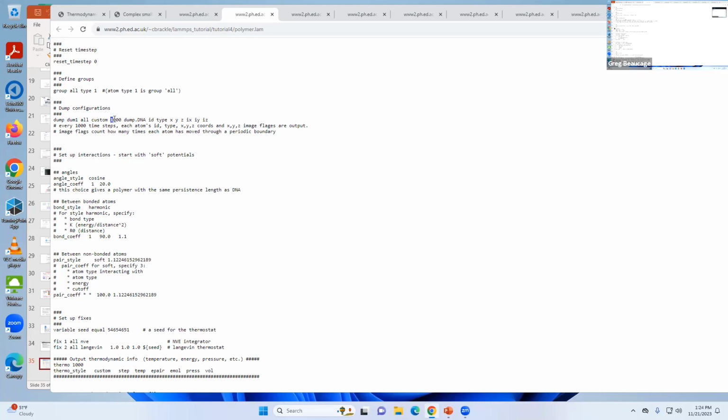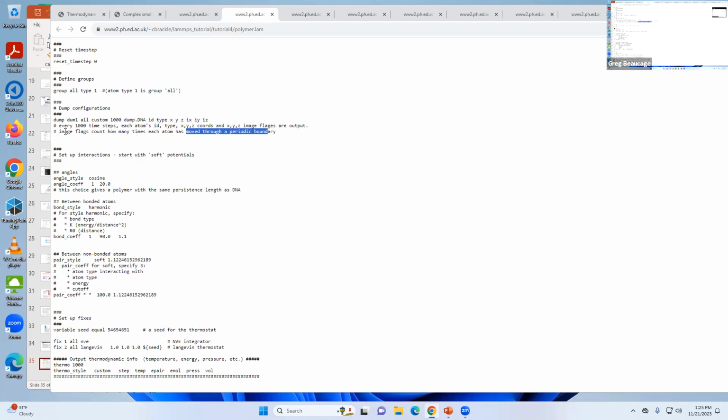After every 1000 time steps, I want the dump file name to be dump.dna. Then the ID, the type of the atom, and the position X, Y, Z. The ID is 1, 2, 3, 4, 5, 6. The type is 1. XYZ is the position. And then what are those? The times it crosses the box? Either that or the velocity. Oh, it says below: image flags count how many times atoms move through a periodic boundary.